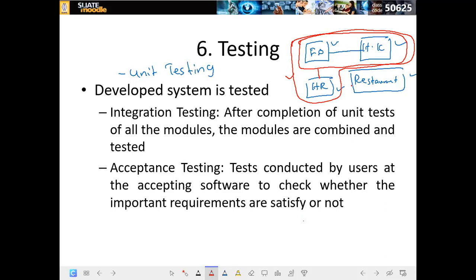Then you are going to finally combine the last one, restaurant unit also, and you are going to do a complete integration testing again. Right. So then after that, right, now the system is working. It's fine. Without any errors, it's working.